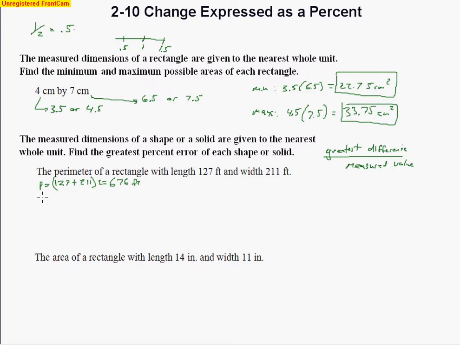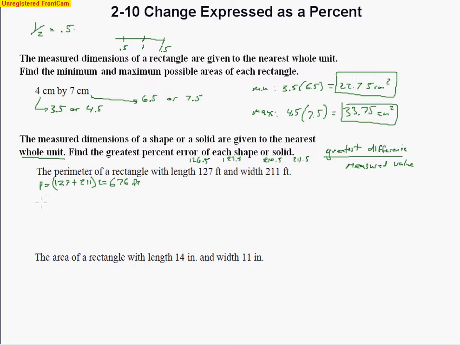But then there's some error that can go along with it. So let's find out that error. So 127 could either be 126.5, because I think they're rounding to the nearest whole unit right here, or it could be 127.5. And the 211 could have been a 210.5, or it could have been a 211.5.